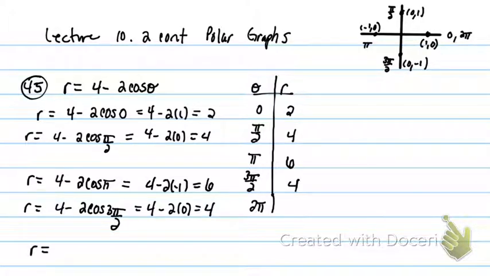And then let's plug in the 2 pi. You guys will probably recognize it's going to repeat there. Cosine at 2 pi is back here. We know that's 1. So it's 4 minus 2 times 1, which gives me 2. Make sure you agree with my points there. Okay. Once you get that done, you're in good shape.